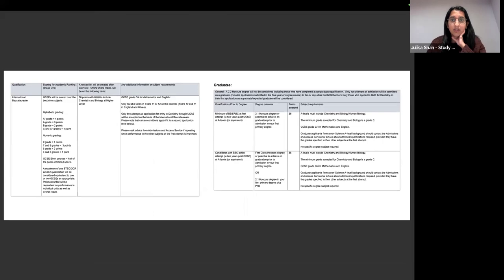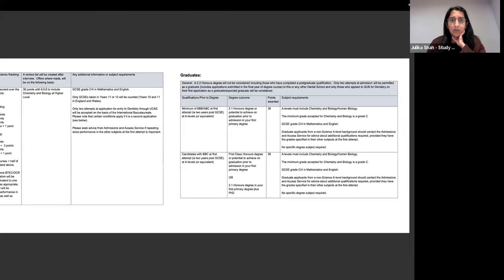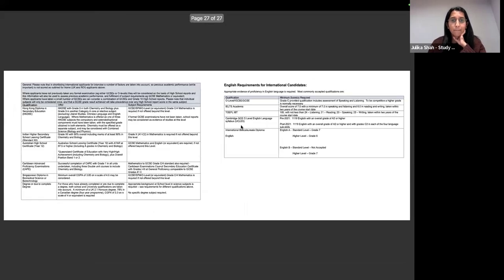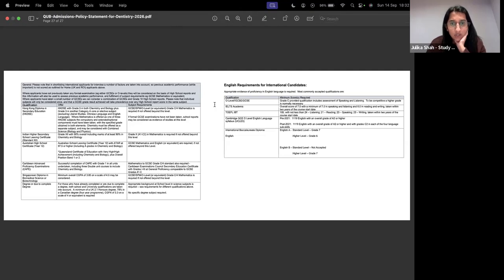And there's just some more information. For the person or people who mentioned graduate entry, it talks about that as well. So you might need a 2-1, for example. It talks about international students and English requirements as well. So that's that example. I think somebody asked a question on the chat.